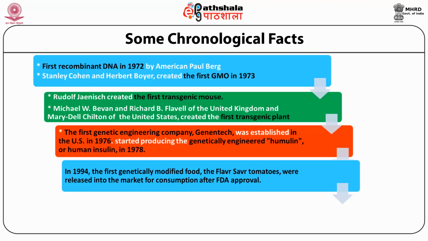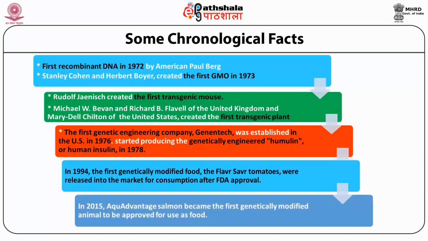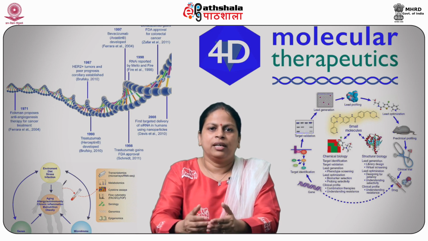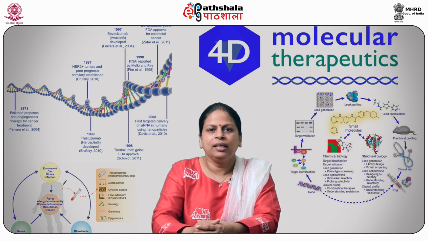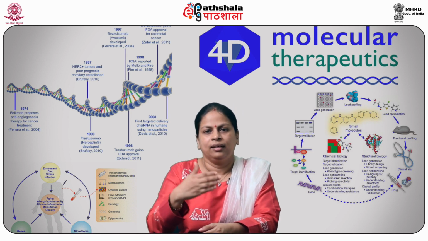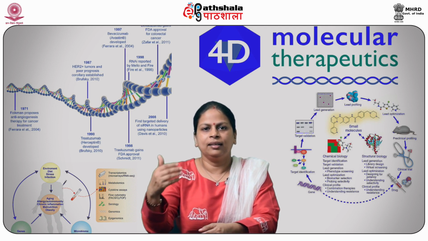Going back just 2 years, in 2015, the AquAdvantage salmon became the first genetically modified animal to be approved for use as food. In India, the first transgenic crop was released in 2002, when the National Seed Policy came. Since we are concerned with the biosafety of the environment as well as the community, we have looked at the chronological facts of how recombinant DNA is getting into our daily lives.